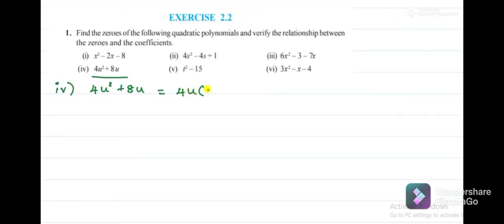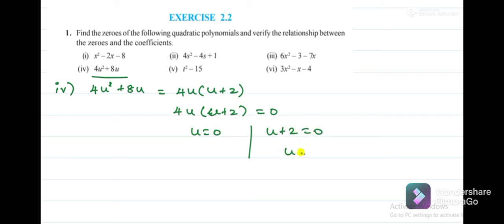Fourth question, 4u squared plus 8u. Here you can take 4u commonly out. So it becomes u plus 2. When it is equated to 0, either 4u equal to 0 or u plus 2 equal to 0. So the zeros are u equal to 0 or u equal to minus 2.